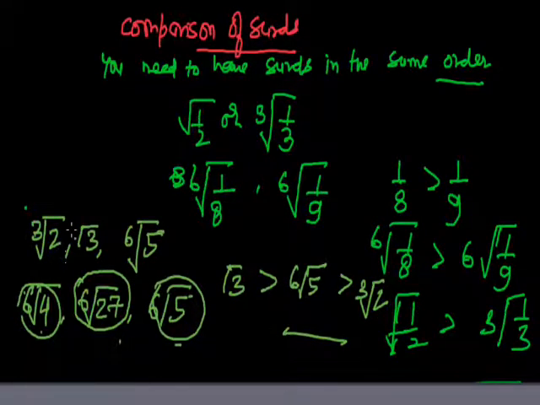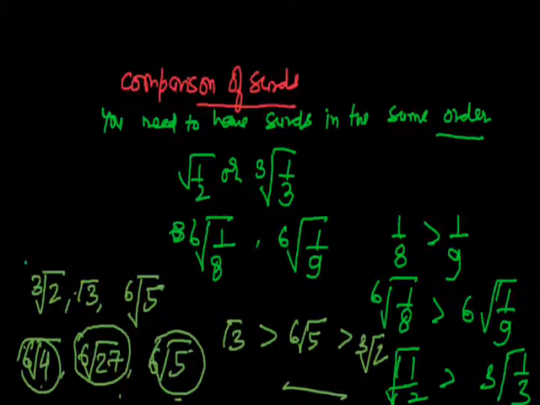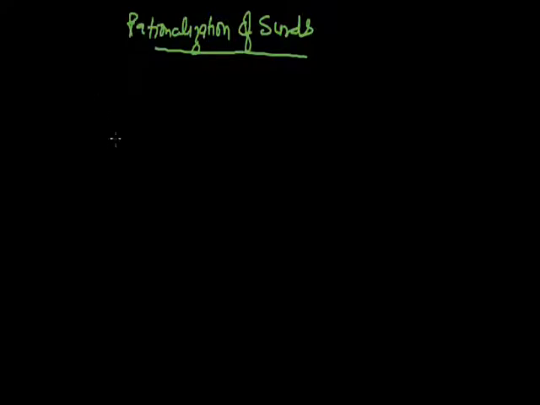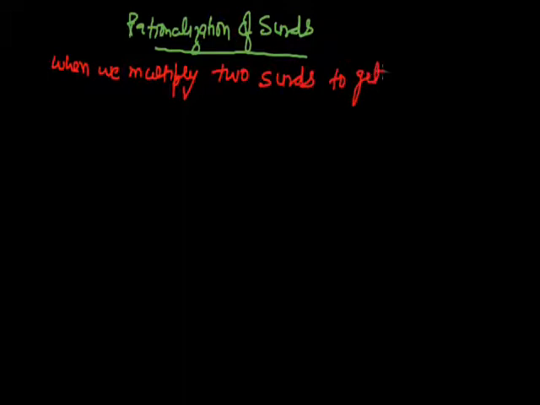Now the next terminology which comes is the rationalization of surds. Now let's see what is the rationalization of surds. What do you understand by the rationalization of surds? So multiplying two surds so that we get a rational number. When we multiply two surds to get a rational number, this process is called rationalization, and each surd is called the rationalizing factor.